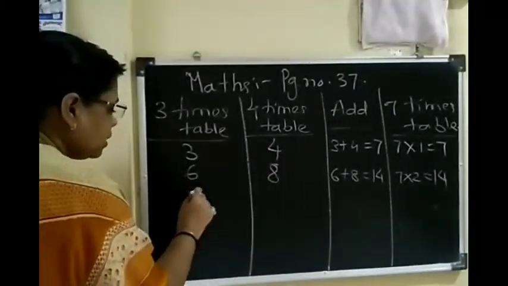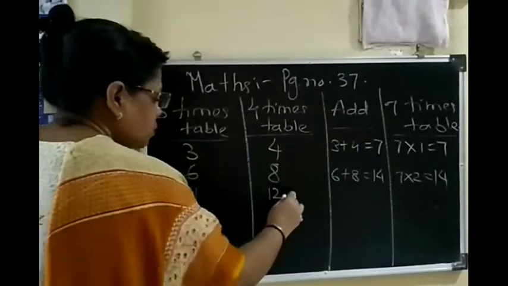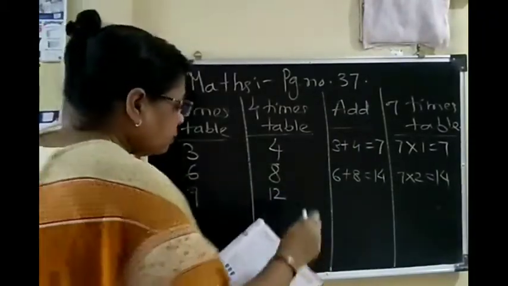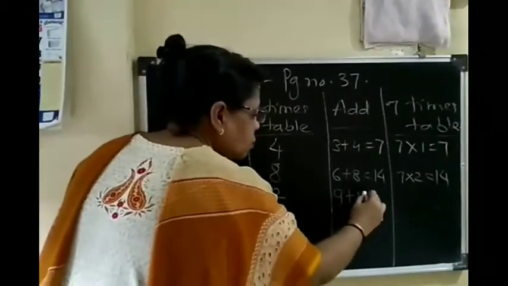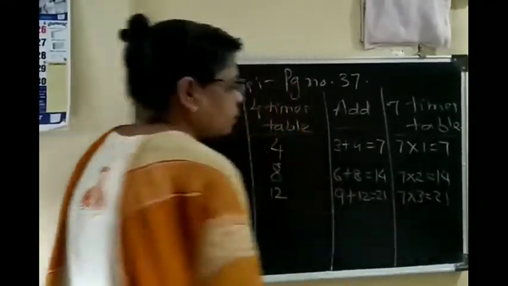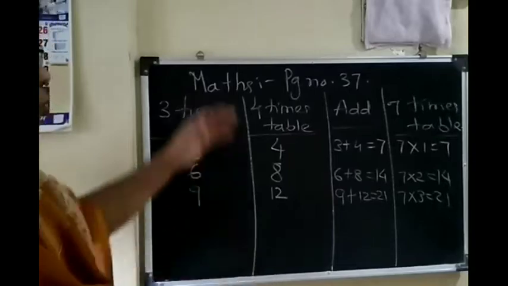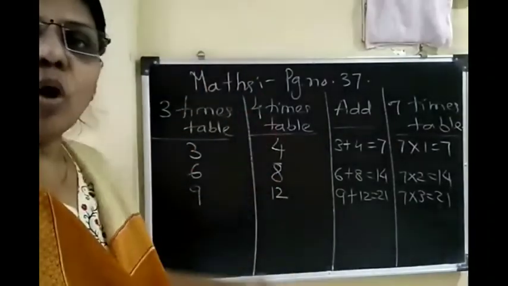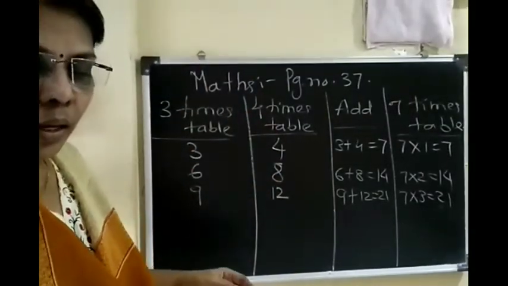7 2s are 14. Okay, one more. 3 3s are 9, 4 3s are 12. Okay, and then 9 plus 12 is 21. 7 3s are 21. So in this way we will move on. Okay, see.